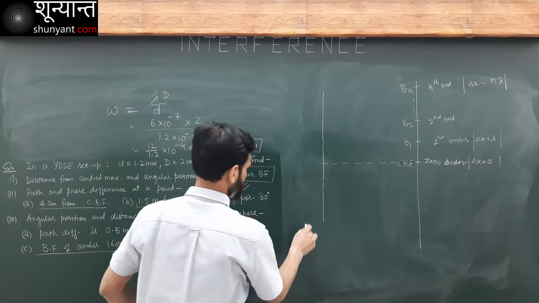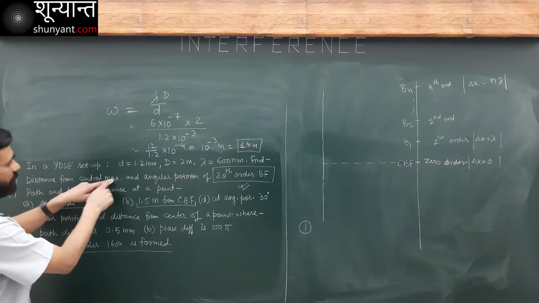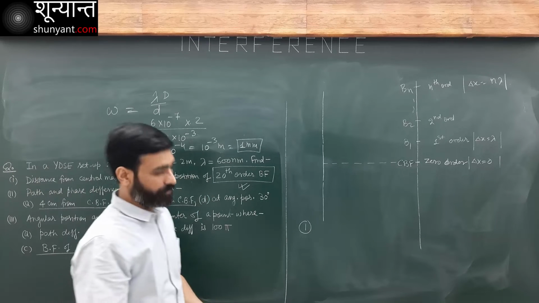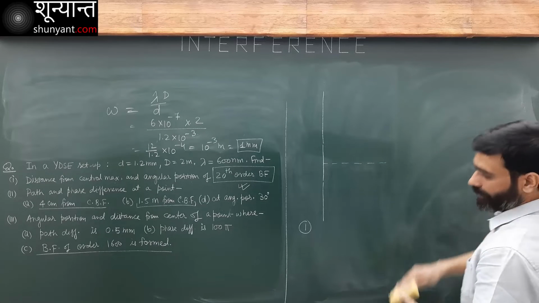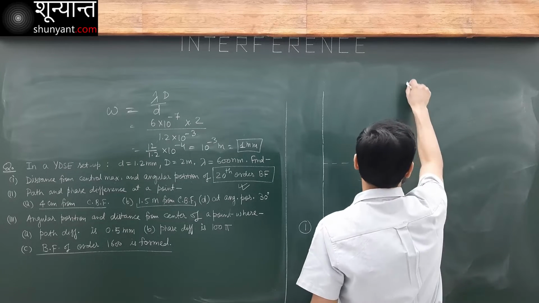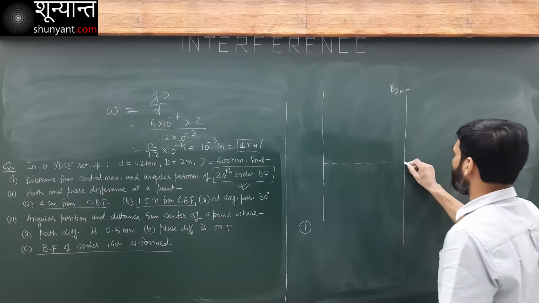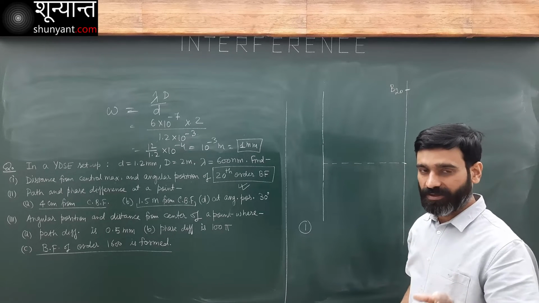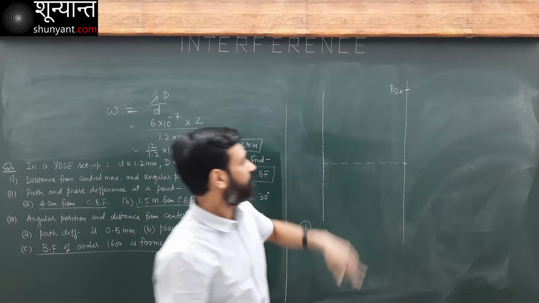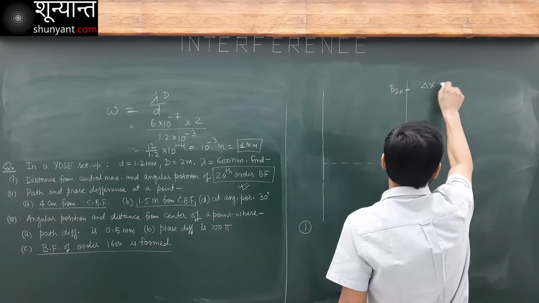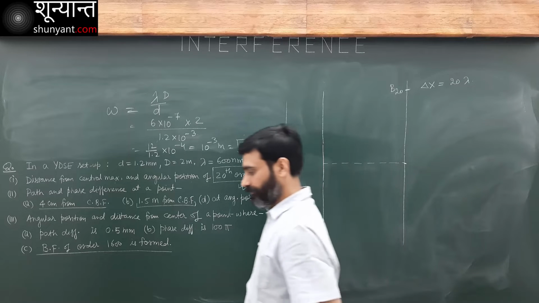So for the first question, the distance from the central maximum and angular position of the 20th order bright fringe. This is my 20th order, B20, after central. Central is 0. Central is not first. Central is central, 0 order. Then we start counting from 1, 2, 3, 4 like that. So here the path difference delta x is equal to 20 lambda. Makes sense.